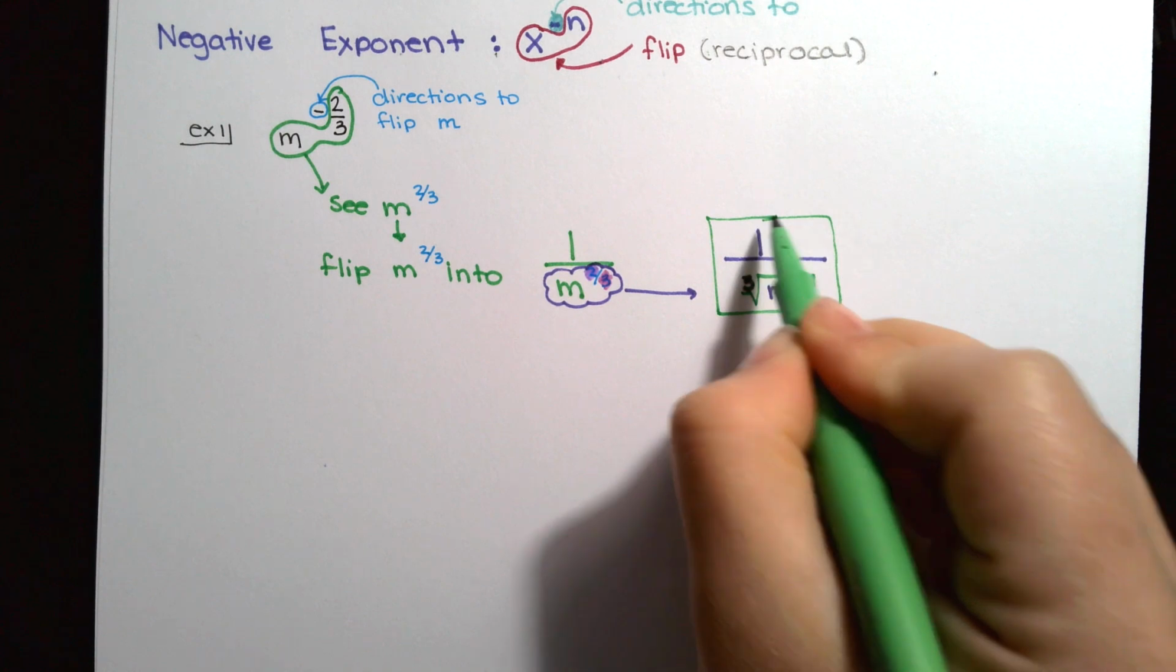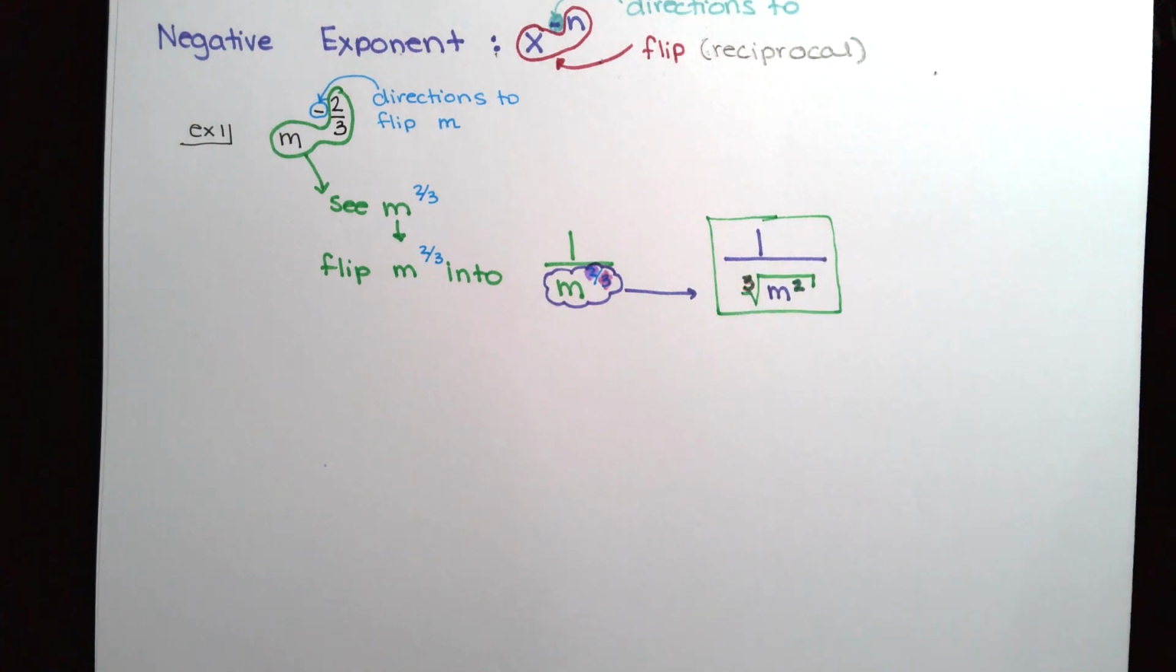Now, in future lessons, I am going to show you that having a radical in the denominator is not a good thing. But right now, what's our goal? Our goal is just to convert, not to simplify. So we're just converting. Let's go ahead and try this again.